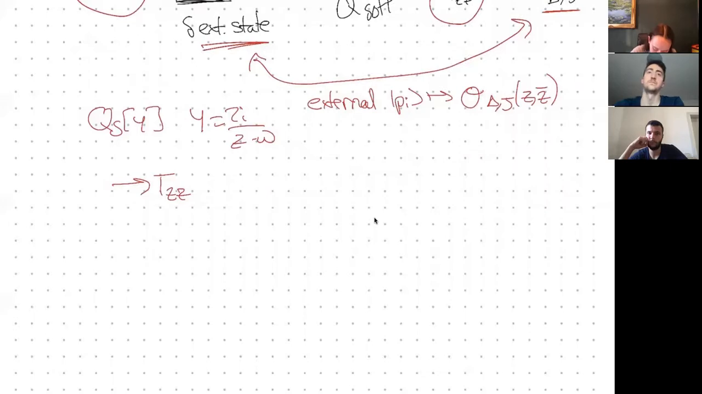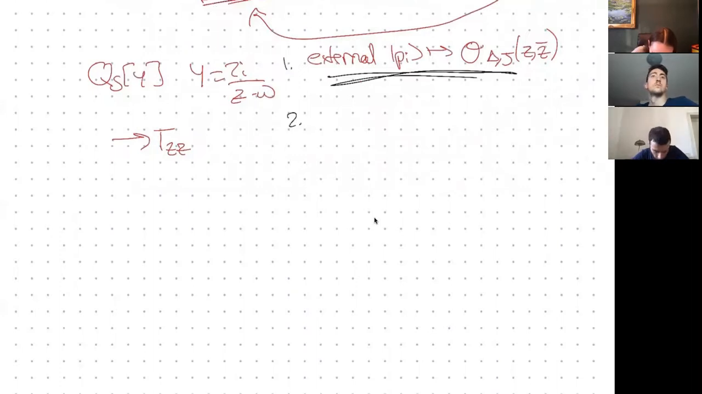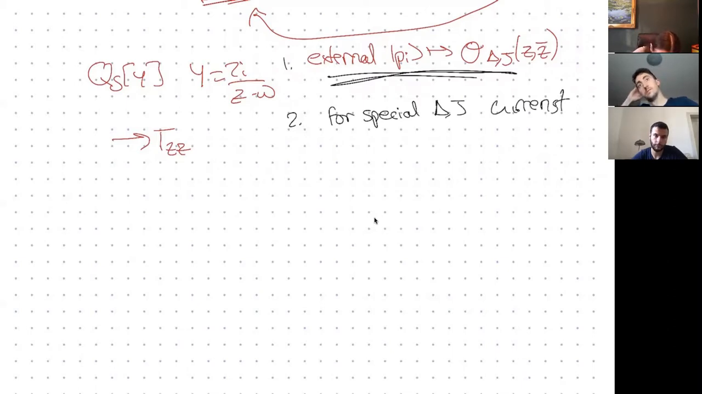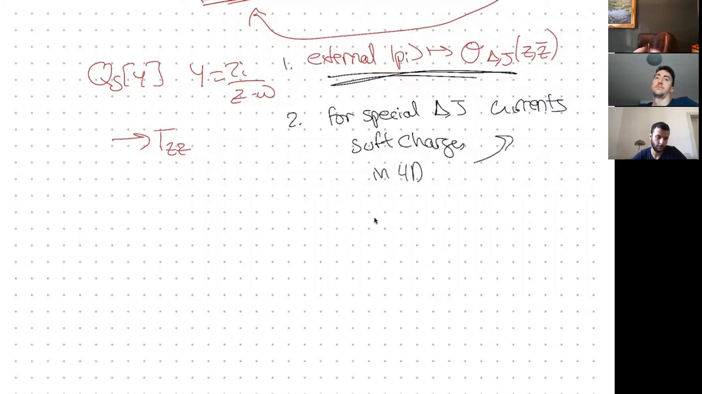So we're going to see that we have this part of the map. So this is part one. And then the second thing is that for special delta and J, we're going to get currents. So we have soft charges in 4D become currents in 2D.